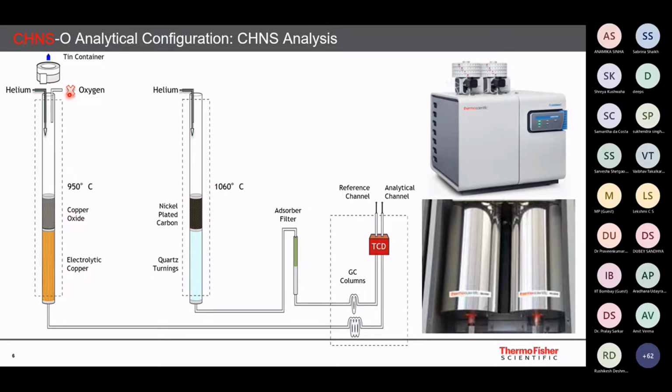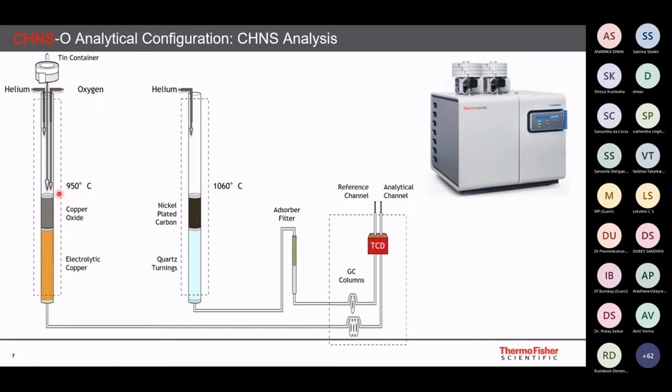Okay, so this is the reactor. It is at 950 degrees centigrade. Above is the copper oxide and below is the electrolytic copper. In copper oxide, combustion and oxidation occur, and the electrolytic copper does the reduction. When the reactor is at 950 degrees, we weigh the sample in a tin container, close it, and introduce it into that reactor.